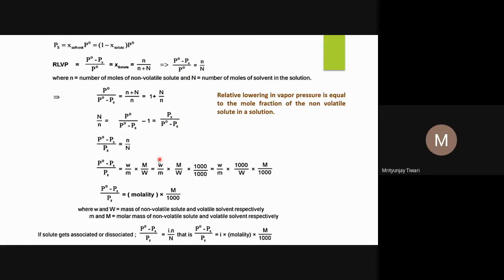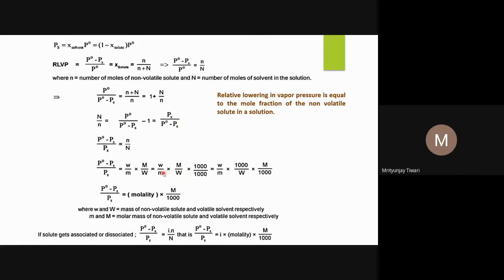So this is the number that we get, and with that I can multiply by 1000 and divide by 1000. So W divided by 1000 is what? This is the mass of solvent in kilogram. So W divided by 1000, this is the mass of the solvent in kilogram. And W by M is the number of moles of the solute. And the number of moles of the solute divided by the mass of the solvent in kilogram is molality.